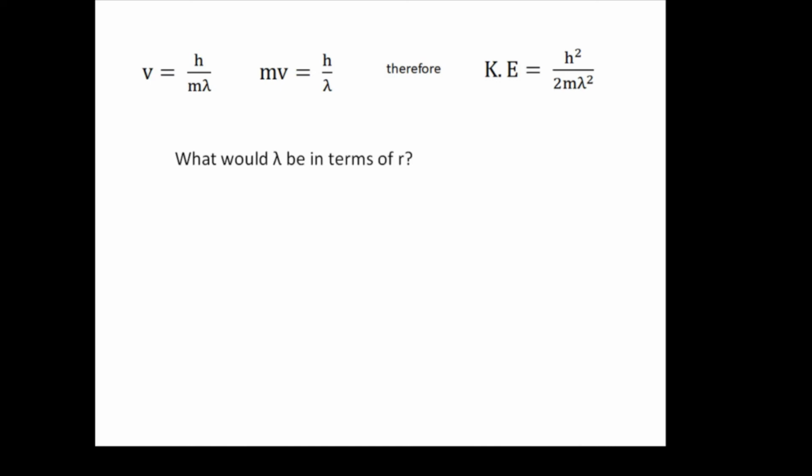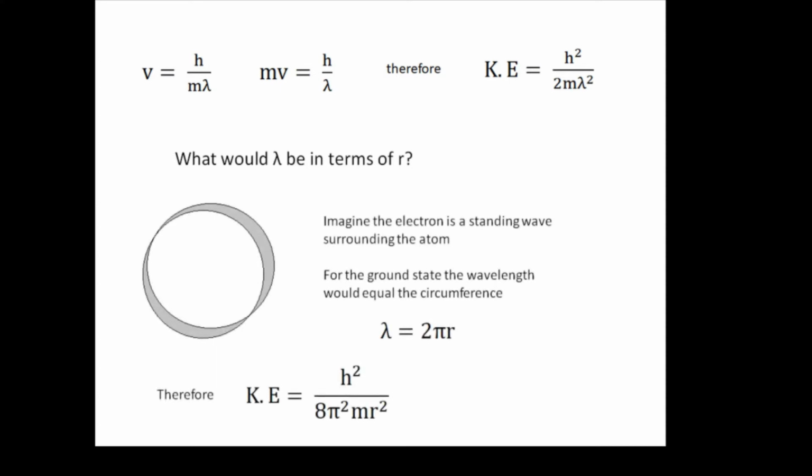Now, what would lambda be? My electron is a standing wave. It's the minimum energy, the smallest amount of energy, if you like, my first harmonic. What would lambda be? Thanks to Niels Bohr, imagine that the electron is a standing wave surrounding the atom. For the ground state, in his calculation, he said that the wavelength is equal to the circumference. I can imagine a three-dimensional standing wave, and its wavelength is the circumference. It surrounds the atom.